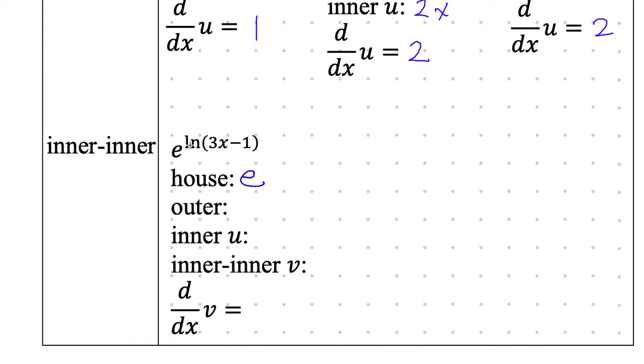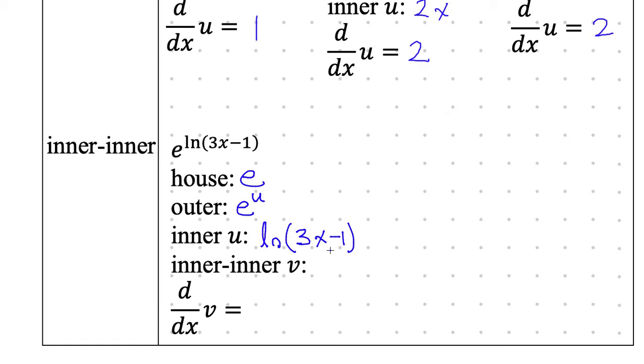What is the outer when I'm just talking about E house? E to the power of u. We don't care about the inner, so just leave it u. Now what is that u? What is the inner that we found for the house of E? Natural log of u. Right. No, 3x minus 1. You're getting ahead. I'll write it out. 3x minus 1.